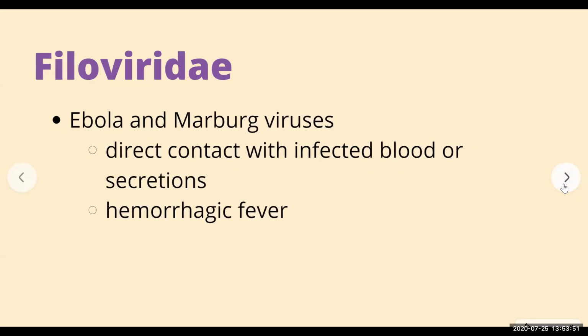Then we have the Filoviridae family. So this is your Ebola and the Marburg viruses. You can get it from direct contact with the infected blood or secretions of the person, and it can cause hemorrhagic fever. Now, years ago, there was an outbreak of Ebola, and even now, meron nga outbreak daw, no, ng Ebola. So what is Ebola?